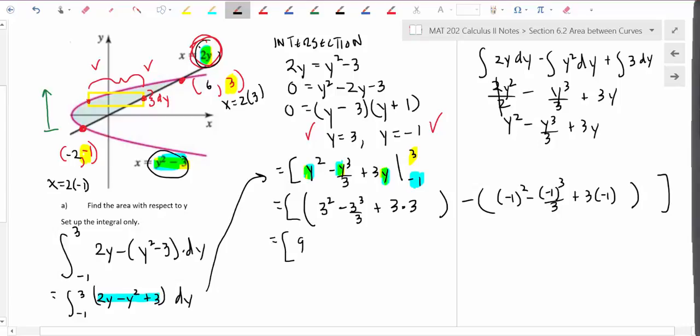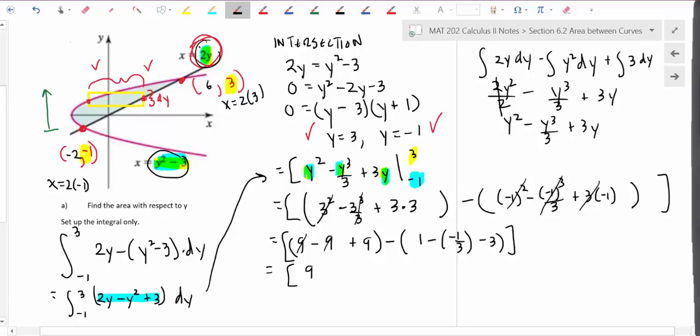Okay, so this is going to be 9. This is 27 over 3, so that's 9. 3 times 3 is 9, so that takes care of that. Going over here, that's positive 1 minus negative 1/3, and then minus 3, like that. Putting this together, those will cross out, so that leaves you with 9. And then I'm just going to write minus 1.